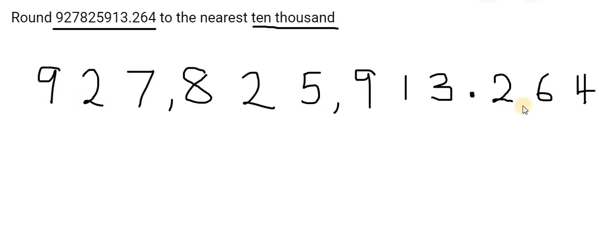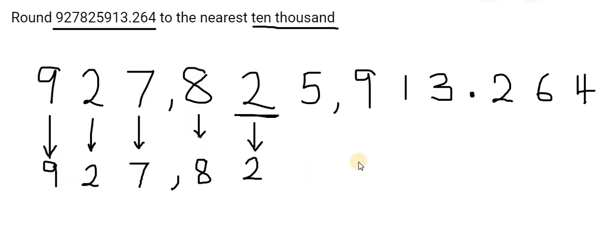Once again, same number to the nearest 10,000. Put the number out. First things first, identify the number in the 10,000 position. So this is unit, this is 10, this is 100, this is 1,000, and 2 is in the 10,000 position. So I bring that down first, and anything to the left of 2, I bring those down as well. Now, you might wonder why I put the commas. The commas separate the transition from 100 to thousands and from thousands to million. So I put them every 3 numbers.